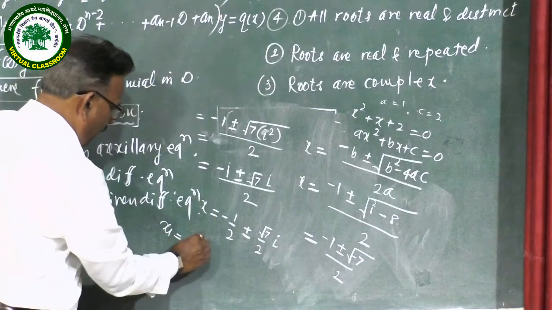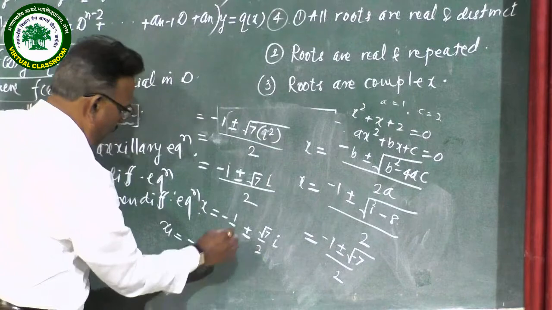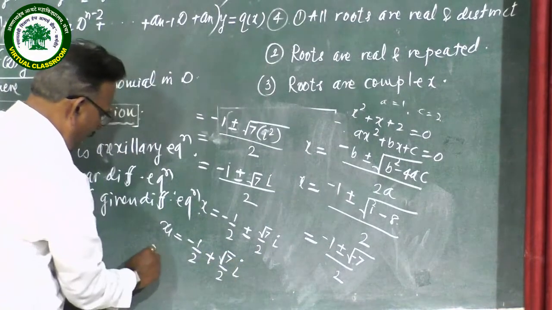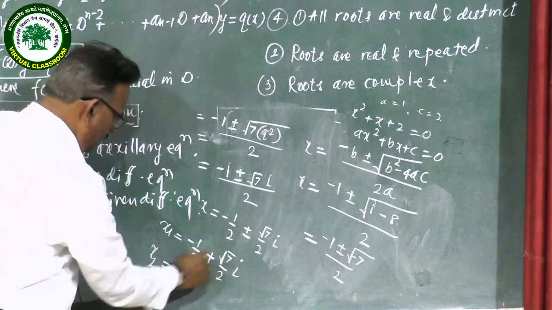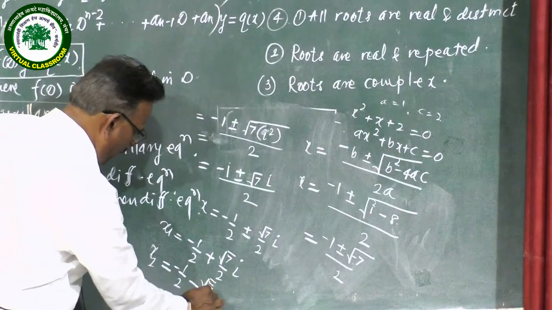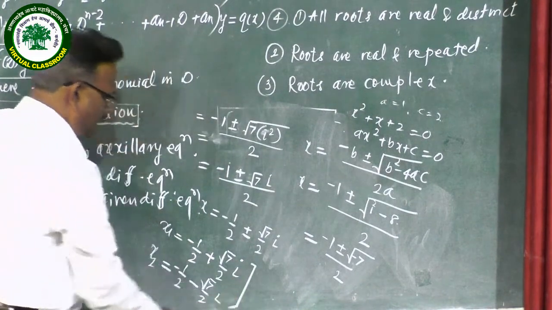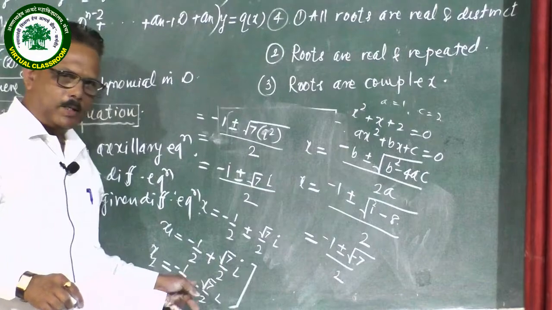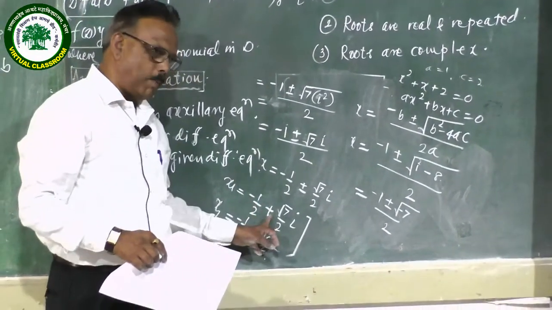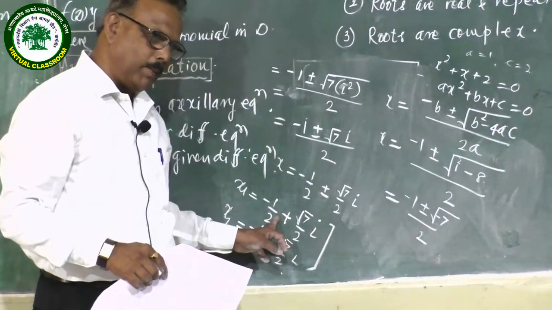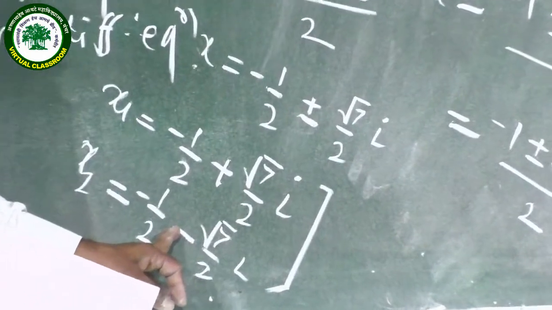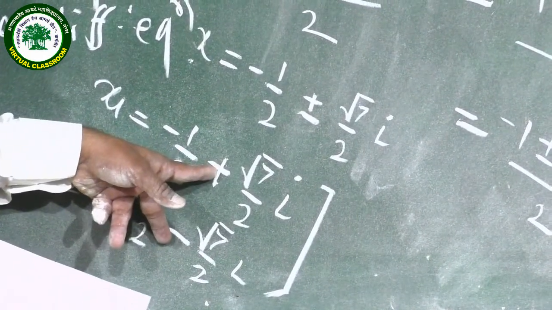x1 is equal to minus 1 divided by 2 plus root 7 divided by 2 i, and another value x2 is minus 1 divided by 2 minus root 7 divided by 2 i. That means these two are complex numbers which are conjugate pairs of each other. This is one complex number, with a plus sign in the middle. This is another complex number, with a minus sign in the middle. That means these are conjugates of each other.